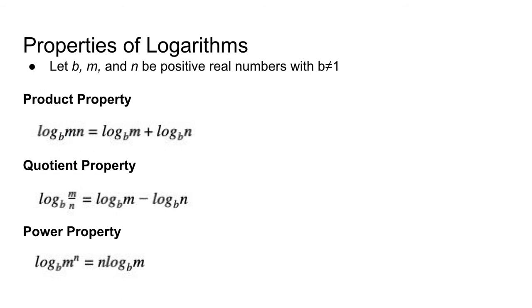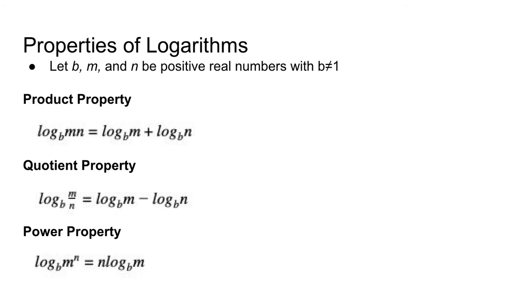So, for example, if I have the log of two things multiplied together, I can split that up and make it the log of the first number plus the log of that second thing. If I had a quotient, the division turns into subtraction. And if I have the log of something raised to a power, I can take that power and write it in front of the logarithm.